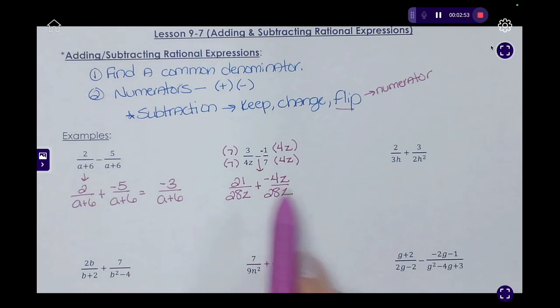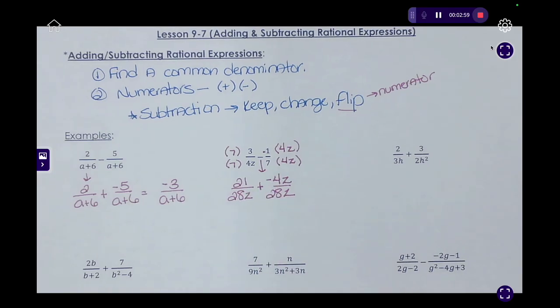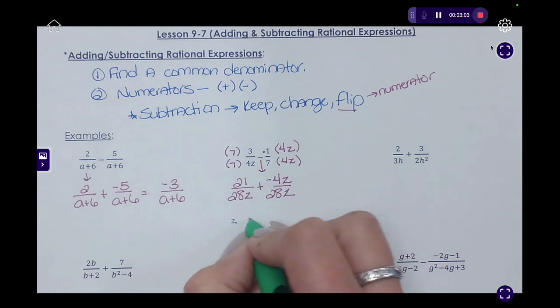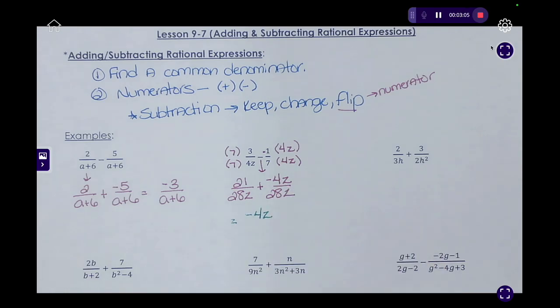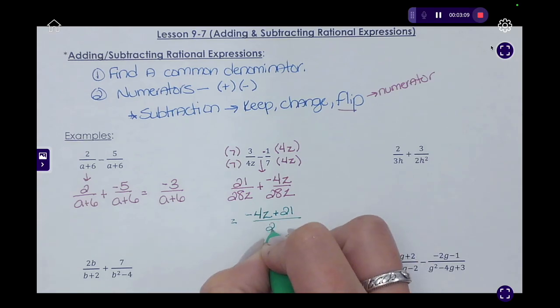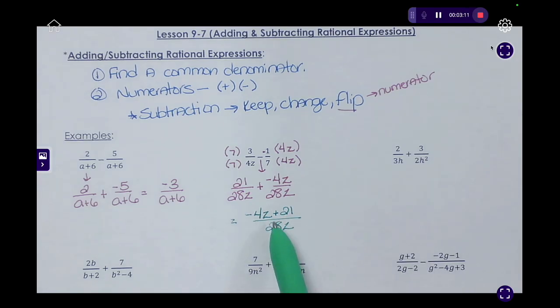I can go ahead and add the two top parts of the numerator, but looking at this, these aren't like terms. I can't add them. So I'm just going to rewrite it. And I do want my variable in the front, so this is kind of like standard form. I'm going to put that -4z in the front plus 21 over 28z. Because I can't actually add these two again. This has a variable, this doesn't. So I'm just going to write that expression, and that denominator stayed 28z.